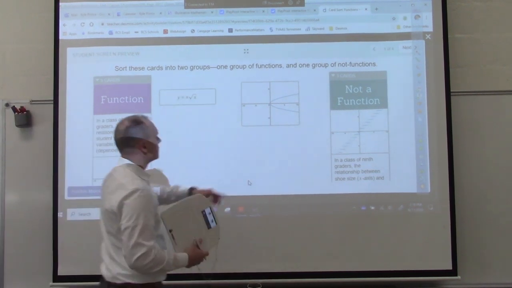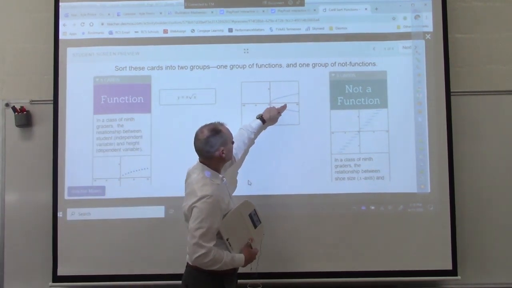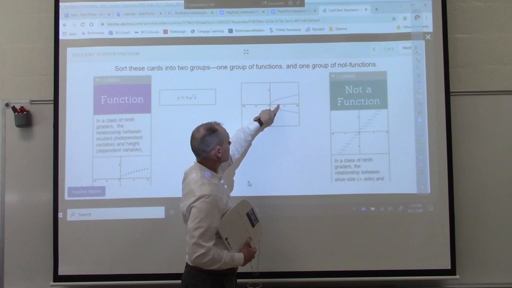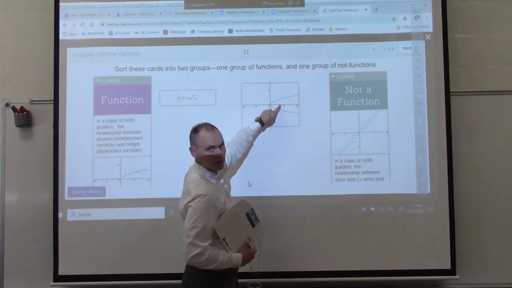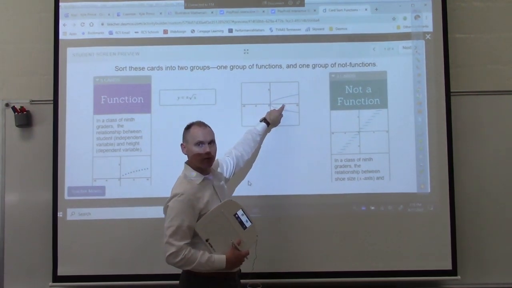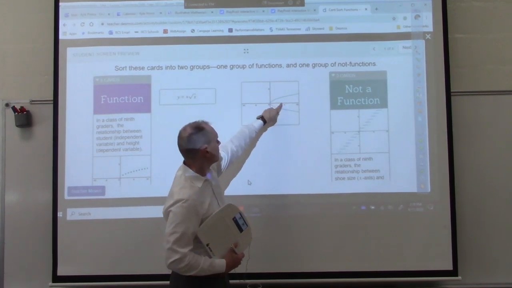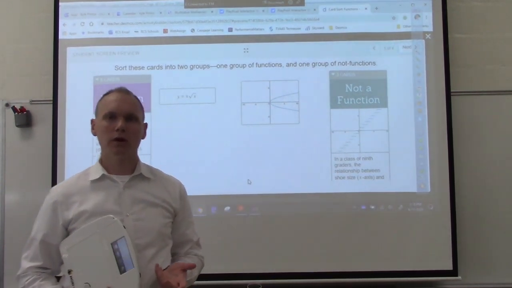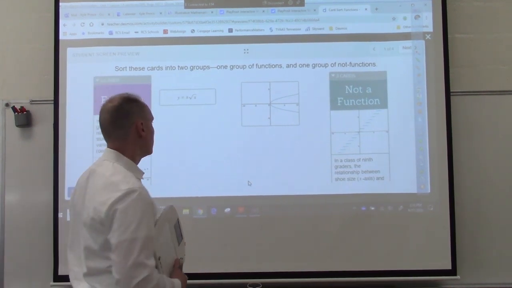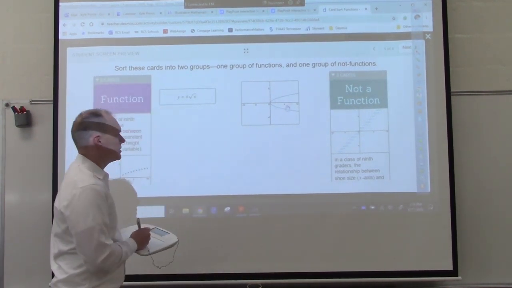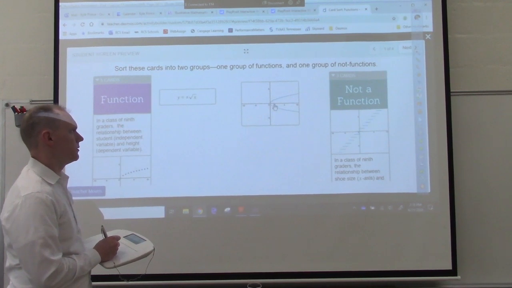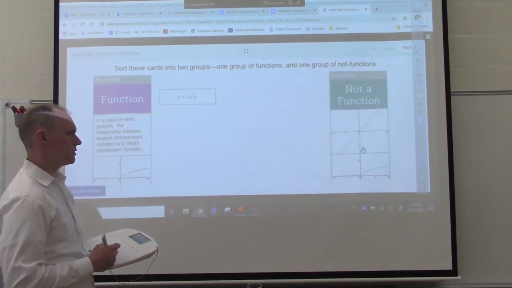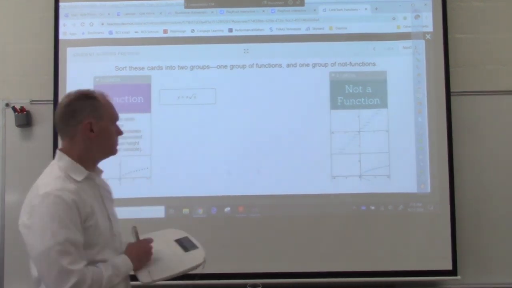How about this one though? Does an input of 4, for example, have one output or multiple outputs? Well, an input of 4 here has multiple outputs, and so therefore it's not a function. This one will not pass the vertical line test, therefore it's not a function. Every input does not have exactly one output.